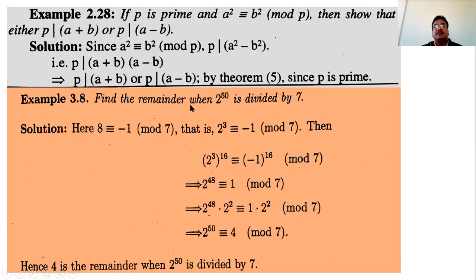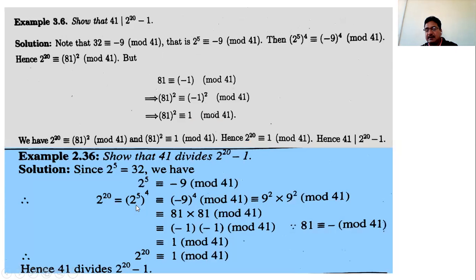Then find the remainder when 2 raised to 50 is divided by 7. So this is the question, find the remainder, the same type of questions. Here is the question we see first: show that 41 divides 2 raised to 20 minus 1.